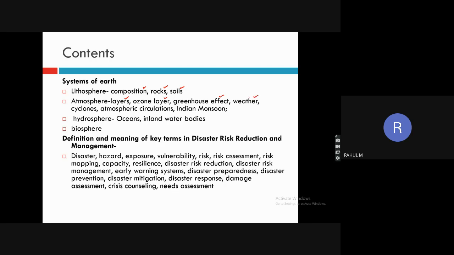Then we'll also see concepts related to the weather. Okay, so different weather conditions. Similarly, cyclones, atmospheric circulations, and specifically the Indian monsoon. After that, we'll be dealing with the hydrosphere topics like the oceans and inland water bodies. Your hydrosphere is a combination of your water bodies, right? So there are oceans, and similarly there are inland water bodies, that means those water bodies which do not have a connection with the oceans. Right? Finally, we'll also deal with the biosphere, which is a combination of all the three things.